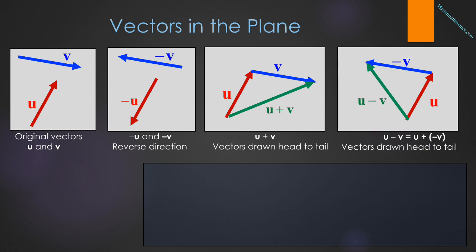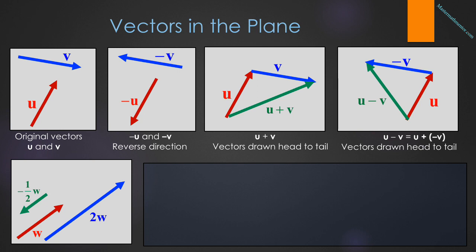Vector subtraction. Remember that u minus v is the same as u plus negative v. So instead of adding v, we're going to add negative v, which we calculated in the second picture. So again, we draw the vectors head to tail, and u minus v is shown in green.